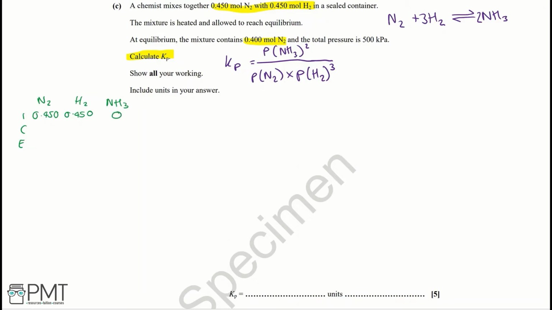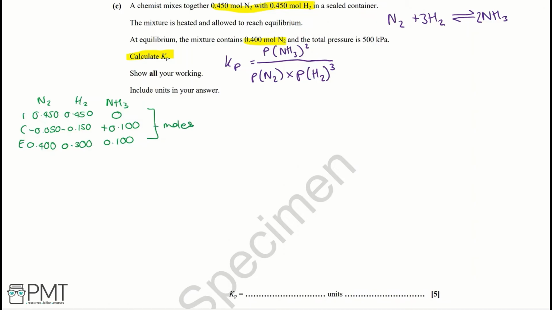Then the change: we know that we've got 0.400 moles of N2 at equilibrium, and that's a change of 0.050. Then we look at the stoichiometry. So for our H2, that will be minus 0.150, and that's 0.300 at equilibrium. And then for ammonia, it will be the opposite change, but the same ratio. So we'll have plus 0.100, so we get 0.100 moles. And this is all in moles.